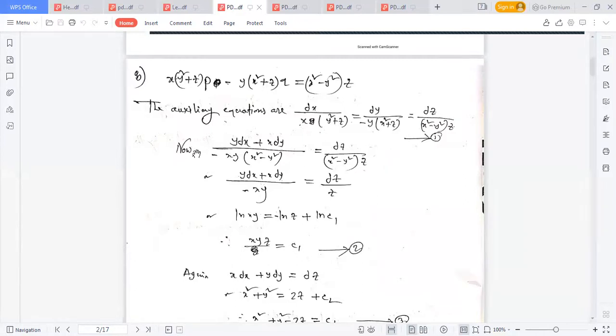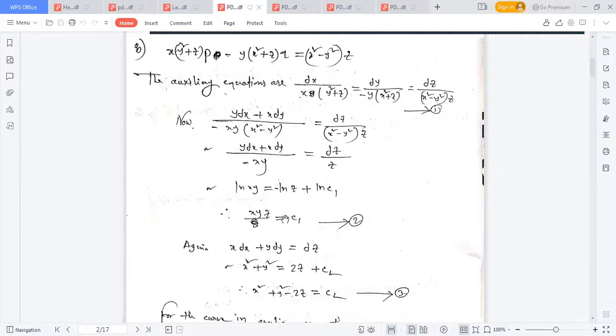So now from the first two, multiplying by y and multiplying with x and adding, we get this. So this equals dz divided by this. Now x square minus y square and x square minus y square will be cancelled. Now taking integration with respect to xy, so ln xy minus ln z equals the constant. So c1 equals to this.